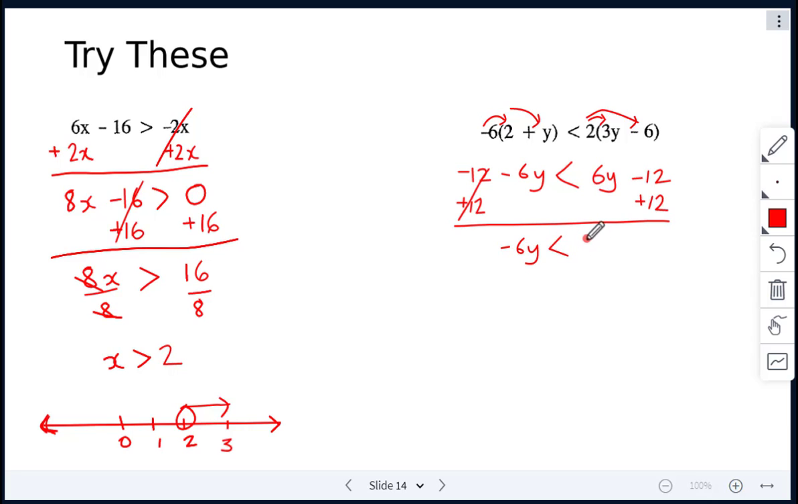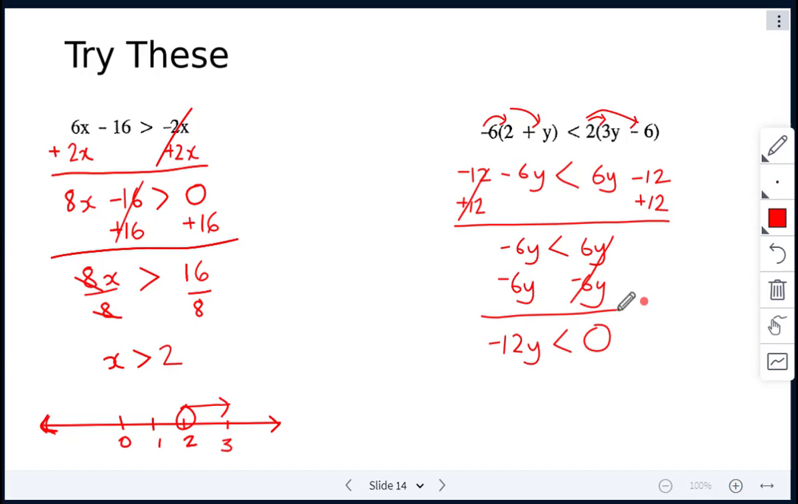is less than 6y, right? Because negative 12 plus 12 here is 0. Negative 12 plus 12 is also 0. So now I'm going to just take my 6y over to the left side, subtracting 6y on both sides. So that leaves me now with negative 6y minus 6y, or negative 6y plus negative 6y, which leaves me with negative 12y, and it's just less than 0.